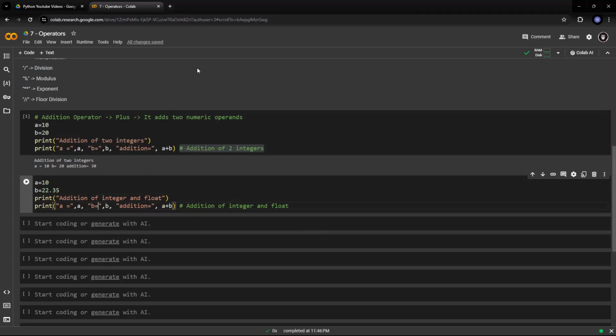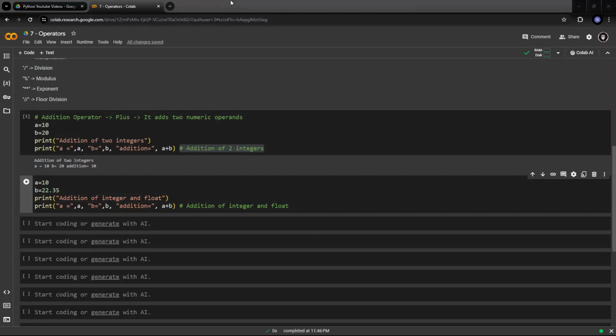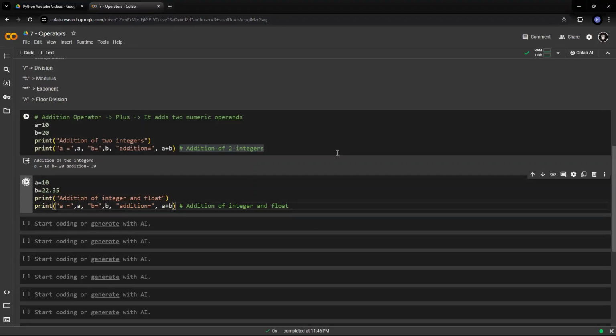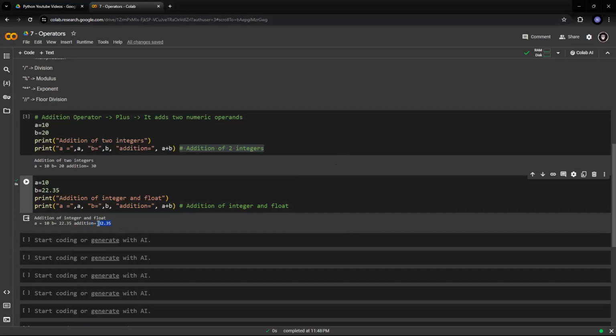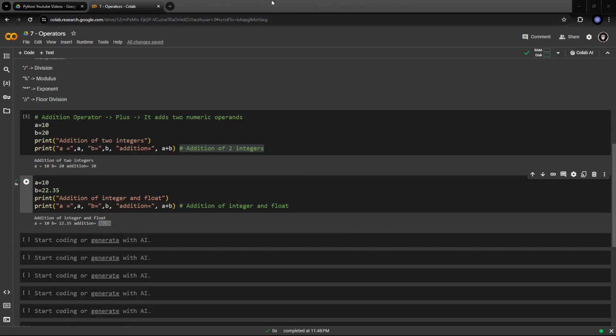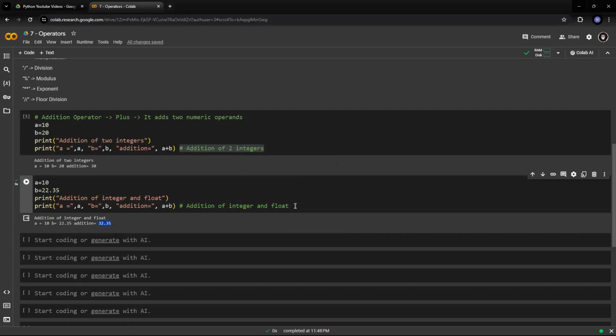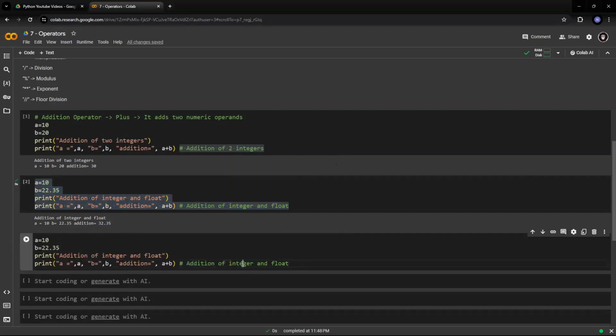As we said earlier, in an arithmetic operation, when you have int and float, the float takes precedence. So the output would be a float. Let's see how it takes place. You can see the output is 32.35. So float has taken precedence. Let's see if we put a complex and a float. The complex number should take precedence. So this time we are doing complex and a float.